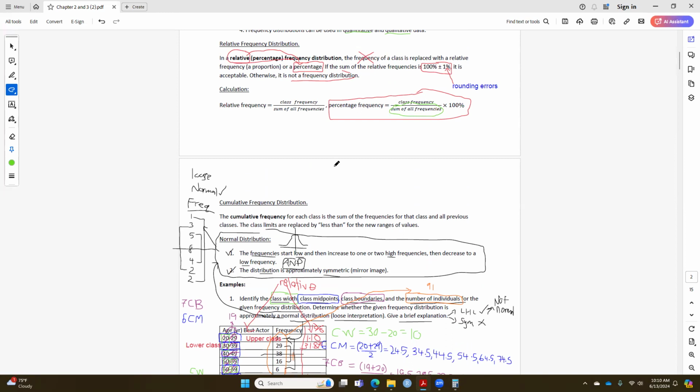Okay. Now, the next one we have, also another frequency distribution, is called the cumulative frequency distribution. What is a cumulative frequency distribution? As you know, cumulative means you keep on adding from now to the previous. So a cumulative frequency distribution is where you add the frequency of the class and all the previous classes.